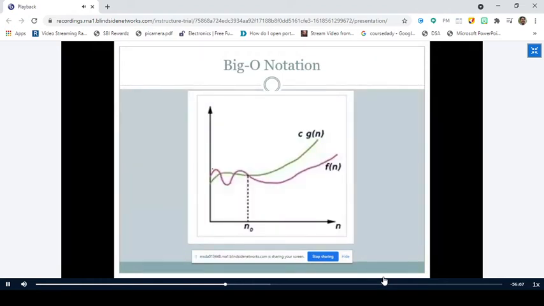Yes, sir. Right. So this is our f of n and this is c into g of n, right? So this is our main function. You can see c into g of n, here we have n naught, and from here you can observe that f of n is always below c into g of n, right? So it represents the upper bound.